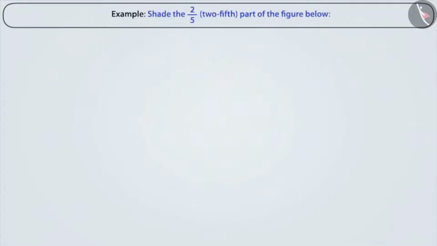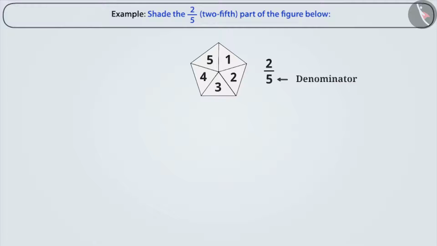Example 2. Shade the 2/5 part of the figure below. In this example, we have to shade 2/5 part. In the fraction 2 by 5, the denominator is 5. It represents that the given thing should be divided into 5 equal parts. Similarly, in this fraction, the numerator is 2. It represents that 2 portions should be shaded.